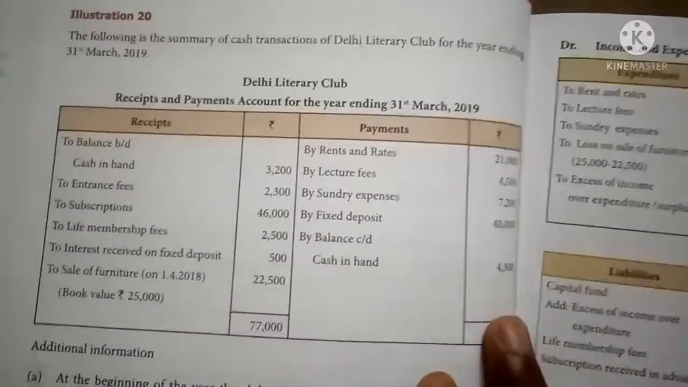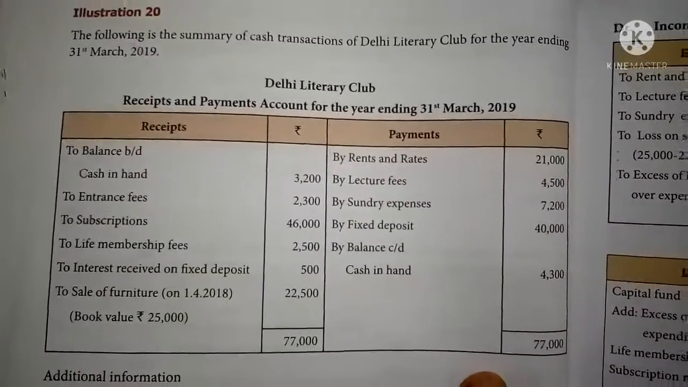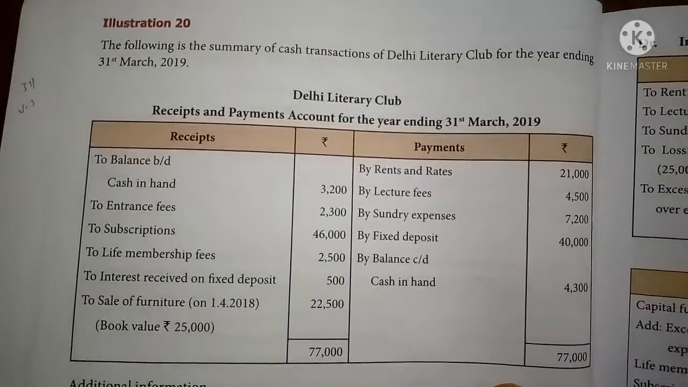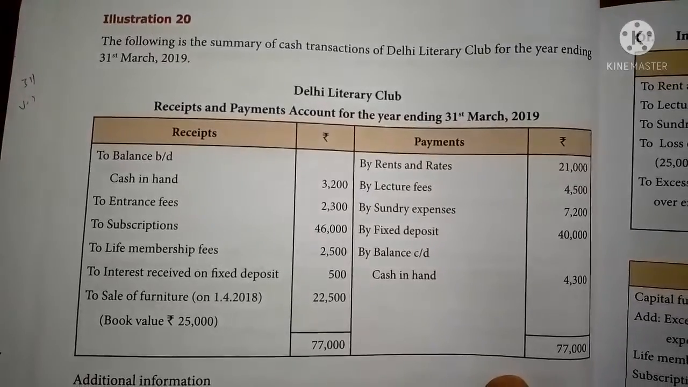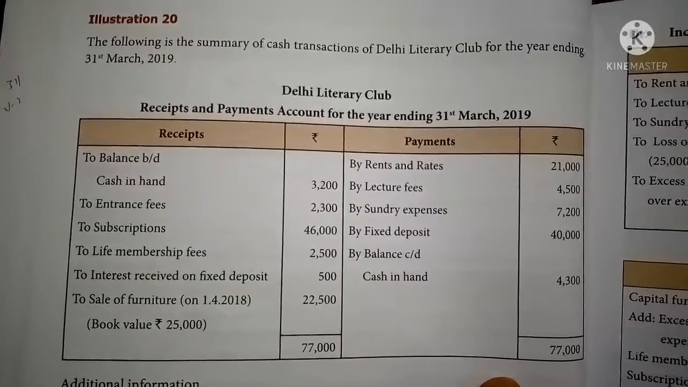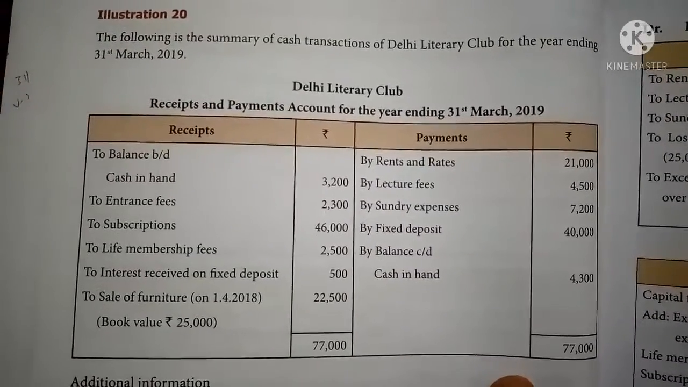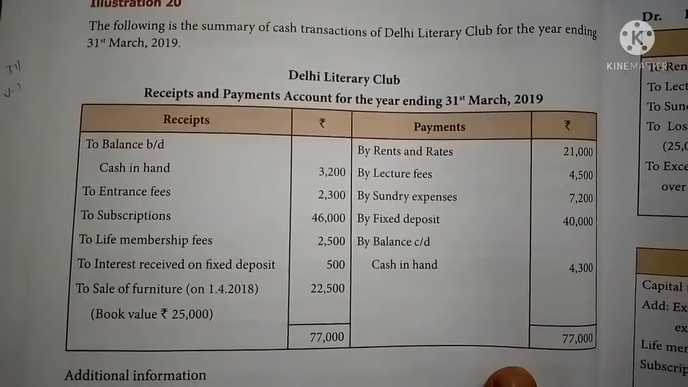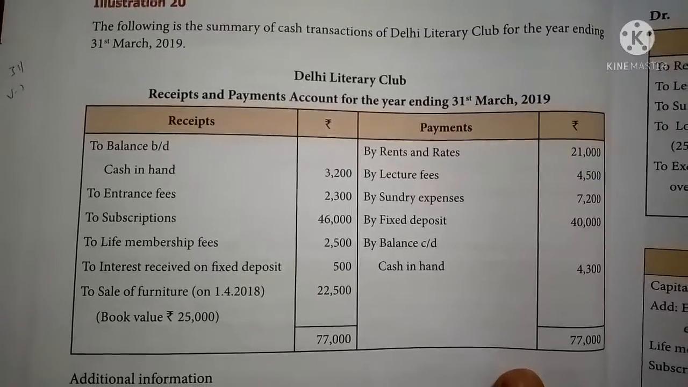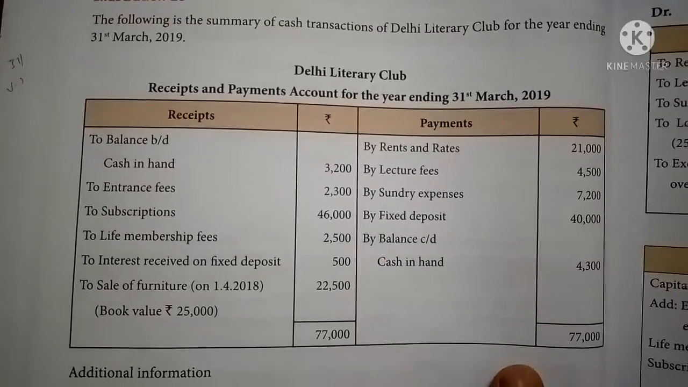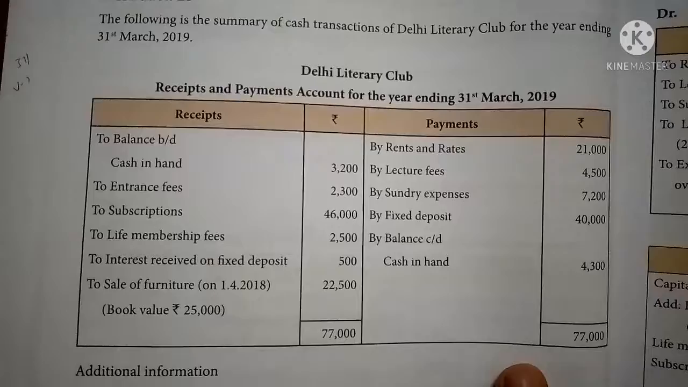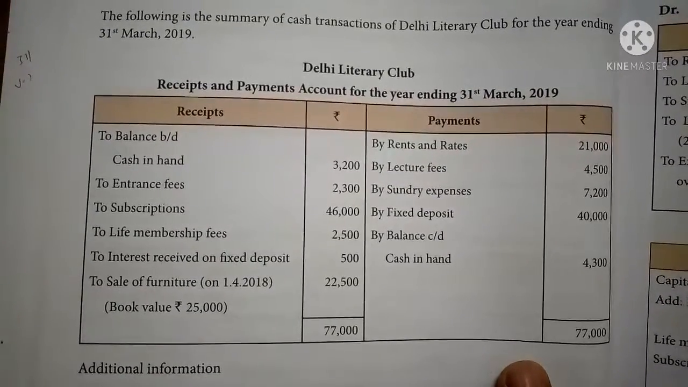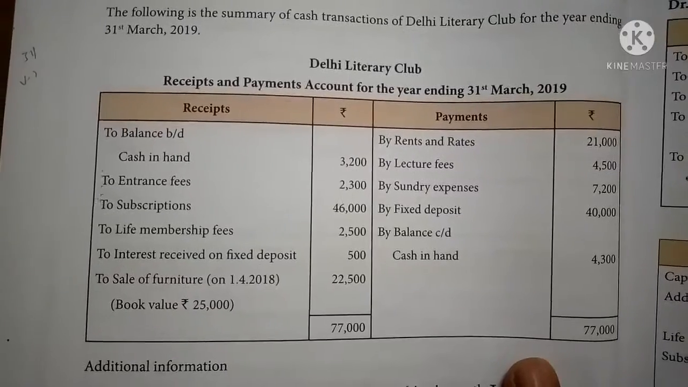In order to understand better how to solve income and expenditure account and the balance sheet, let us see one example sum. Illustration 20. The following is the summary of cash transactions of Delhi Literary Club for the year ending 31st March 2019. In this example sum, the receipts and payments account is given. In the receipt side, opening balance cash in hand is given. It should be taken to the closing balance sheet asset side.